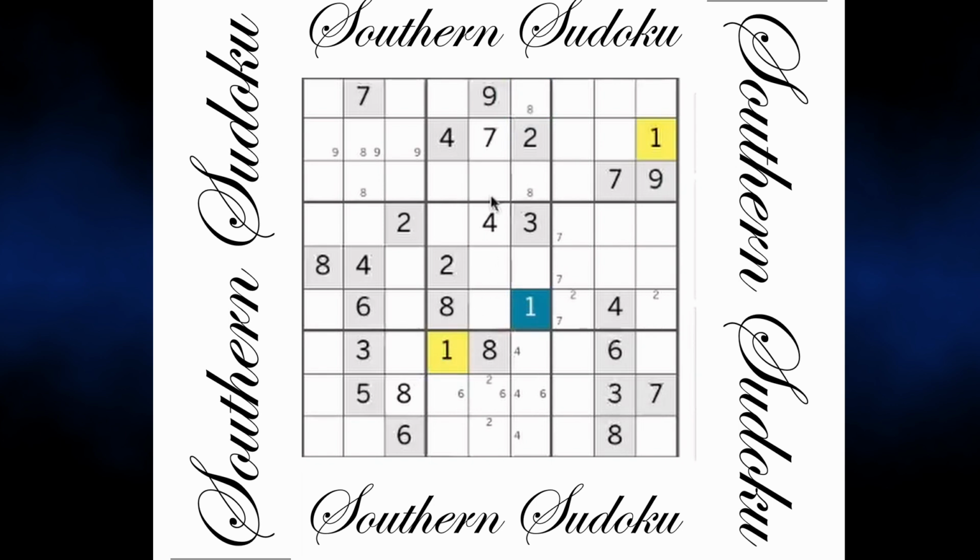1 on the left, 1 on the right makes 1 in the center. And then we have 1 in the center, 1 on the bottom makes 1 on the top there. Eight in the center, 8 on the bottom makes 8 on the top. But you have an 8 in the middle already, so it's going to be on the right or the left.